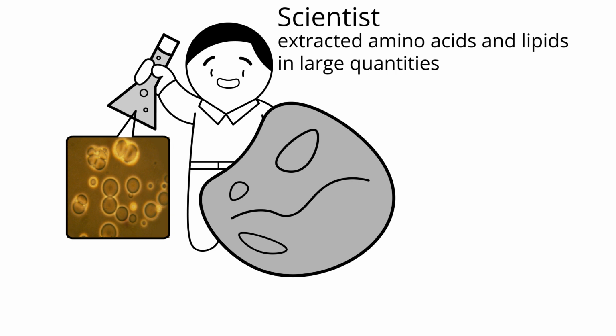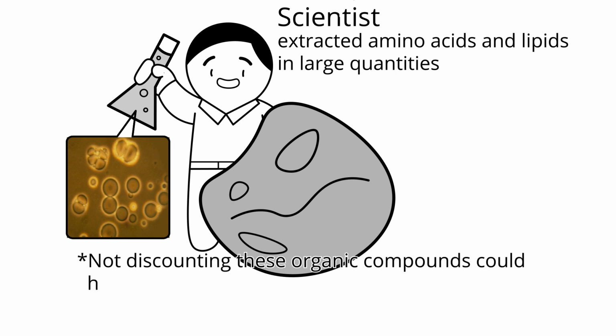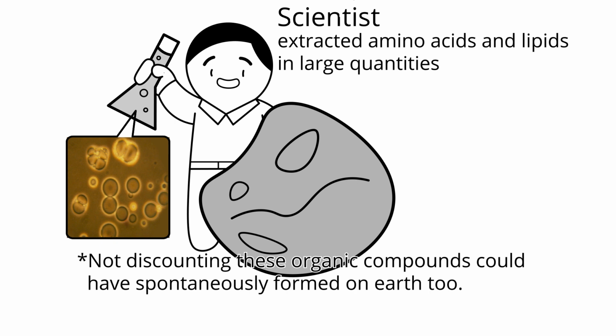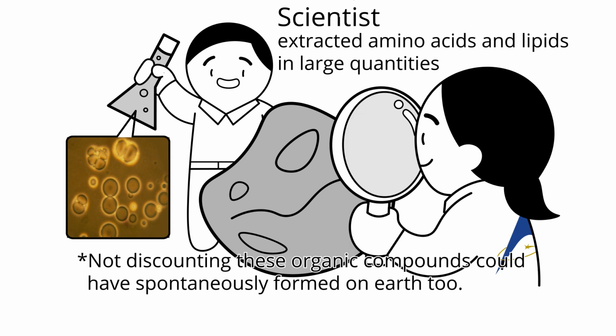Of course, we are not discounting the possibility that some of these organic compounds could have spontaneously formed on Earth over billions of years. But from the Murchison meteorite, we know for sure that the starting materials of life, at least to some extent, did come from outer space.